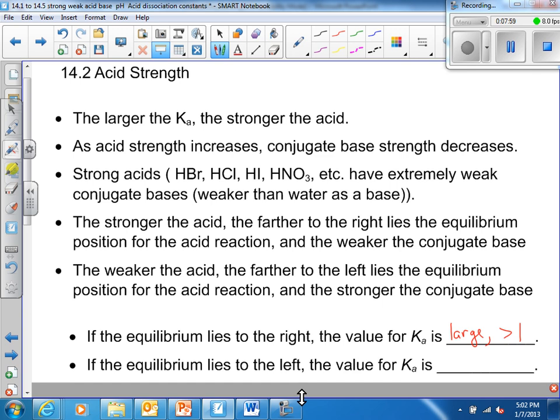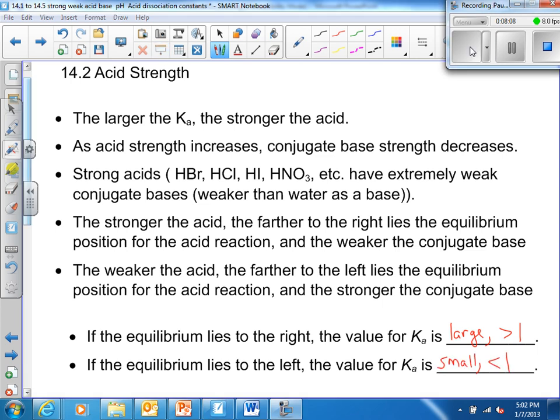Okay, and one more, fill in the blank. If equilibrium lies to the left, the value of Ka is, go ahead and pause. I'm going to fill this in. And there you have it. So if the equilibrium position for a reaction is far to the left, we already know that means the K is small and K is less than 1. All right, we're going to move on.